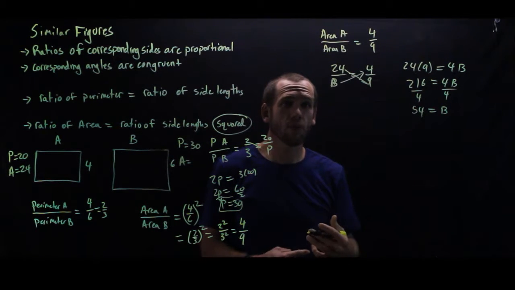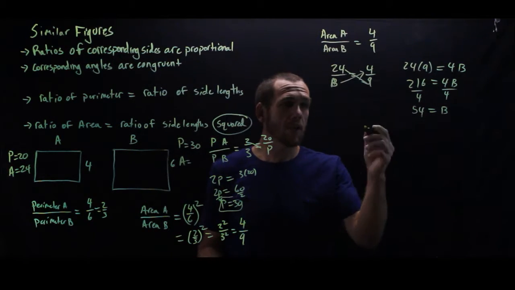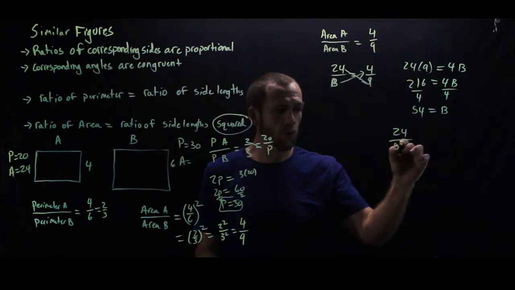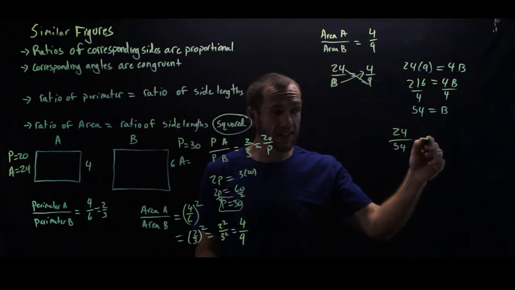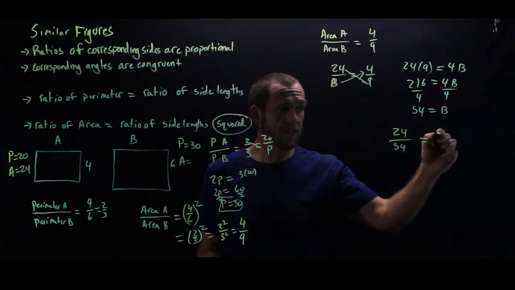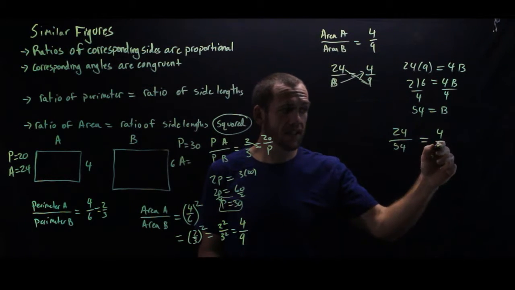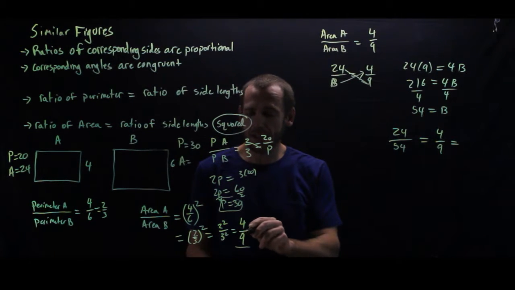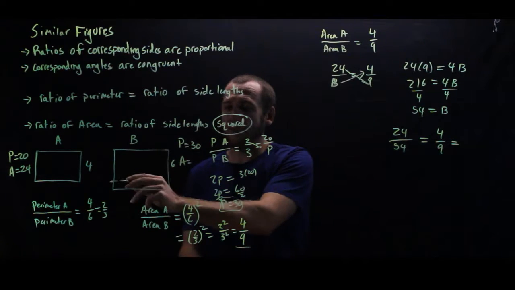Now if we did everything right, our ratio should work out the same. So we started with area A 24, we just said area B is 54. We can divide both of these by 6. If I divide 24 by 6, I get 4. If I divide 54 by 6, I get 9. And so that 4:9 ratio is the same as this 4:9 ratio, which came from the side length squared.